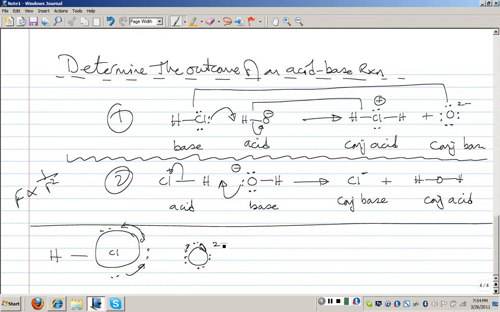But there's a 2 minus charge as well. So it would behoove this species to give up electron pairs, right? Because if I gave up the electron pairs, I decrease the inter-electronic repulsion, and I decrease the negative charge in the O. So of the two, the oxide is a much stronger base than the HCl.